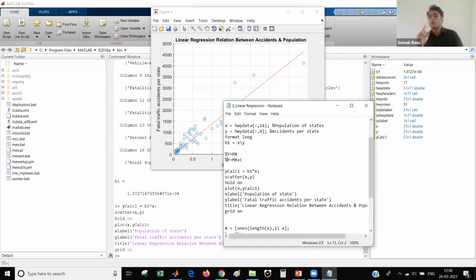I have a very small question for all of you, maybe just to wake you up. Which model do you think would be more accurate? Y is equal to mx or y is equal to mx plus c? In this case, what is your guess? Which model do you think would be more accurate, the y is equal to mx linear model or the y is equal to mx plus c linear model? What do you think?